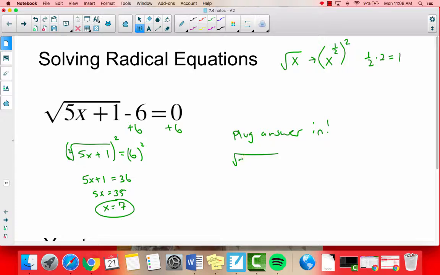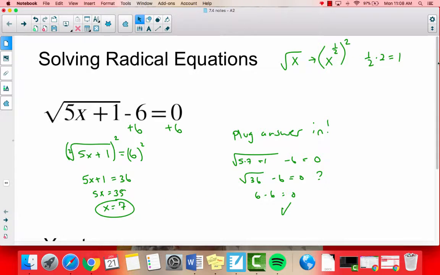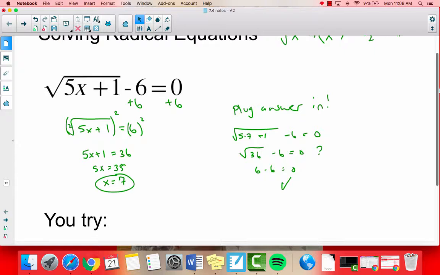So here we could check 5 times 7 plus 1 minus 6, it should equal 0, and we get the square root of 36 minus 6. Does that equal 0? Well, 6 minus 6 is 0, so yes, it works. So x equals 7 would be our final answer. Okay? So hopefully that's a pretty basic example. Make sure the square root or any root is on its own first, and then you can solve.